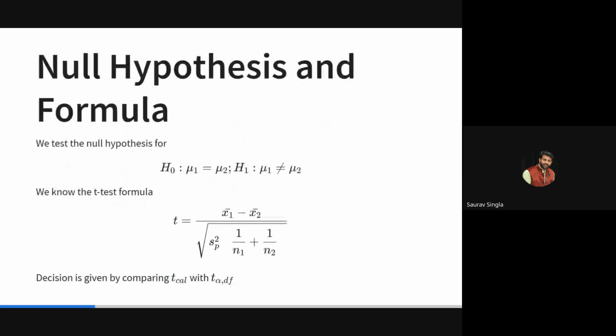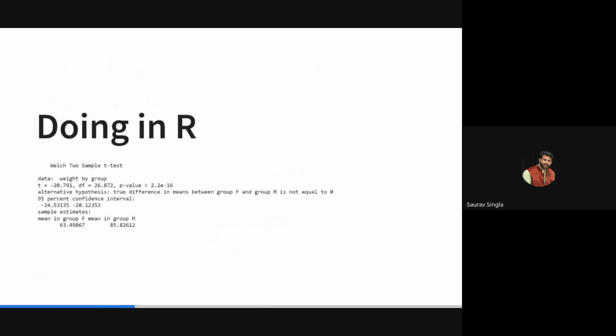So this is the formula, although we can do it in R as well. Oh, the code is missing. Let me check why the code went missing. I will share the code if it is not visible here. But let's have a look at the results.